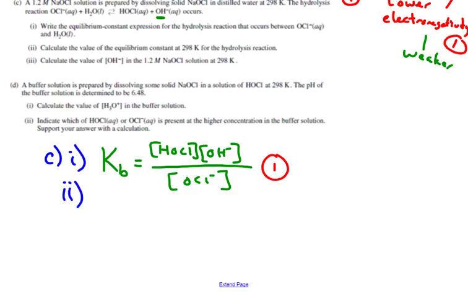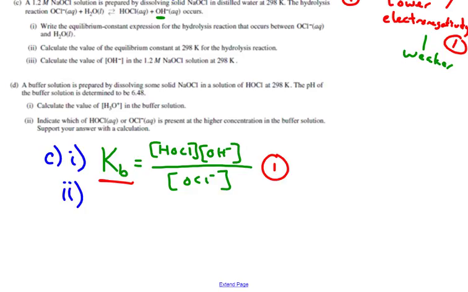Calculate the value of the equilibrium constant at 298. Okay, so this is where I can try to help you in the ideas of testing. I need to know K_b. So what would I need to have? I need all those other three things, right? Do I have those three other things? I need them all. The answer is no, I don't. You're like, no, but you have 1.2.